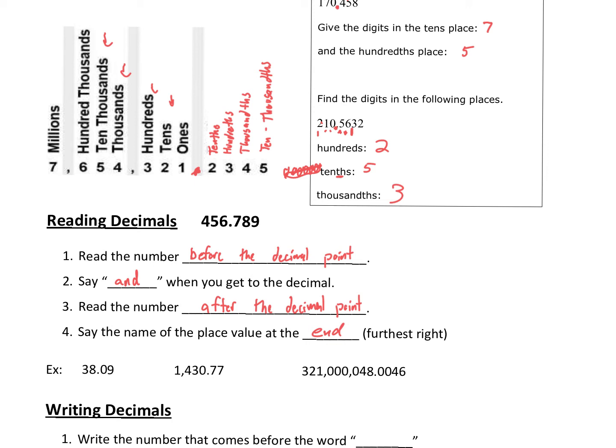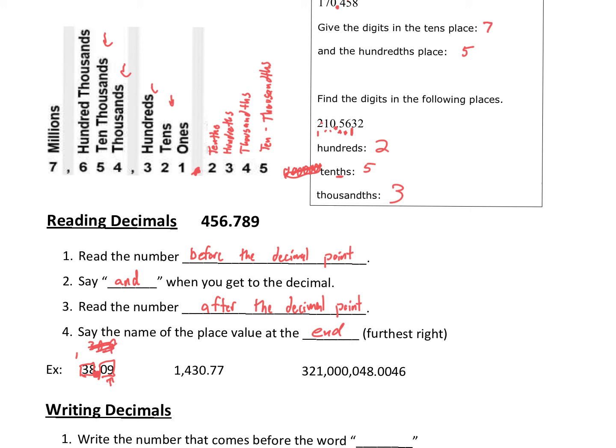Step 1. Read the number to the left of the decimal, 38. When we get to the decimal, say and, 38, and. Read the number after the decimal point, we say 9. Say the place value at the end. The 9 is in the hundredths place. So, 38 and 9 hundredths. It's not 9 tenths. That's a different number than this, 38.9. That's 38 and 9 tenths. We're at 38 and 9 hundredths. All right, that's how we read decimals.